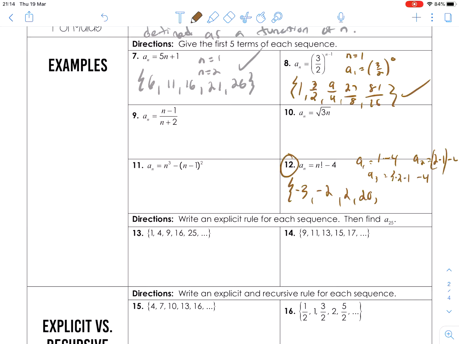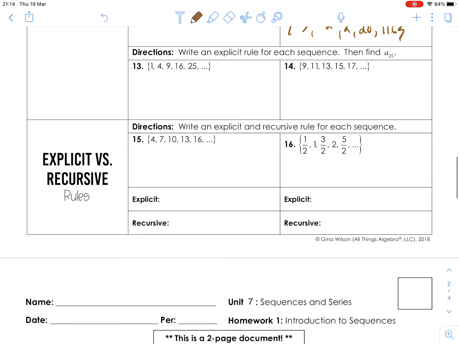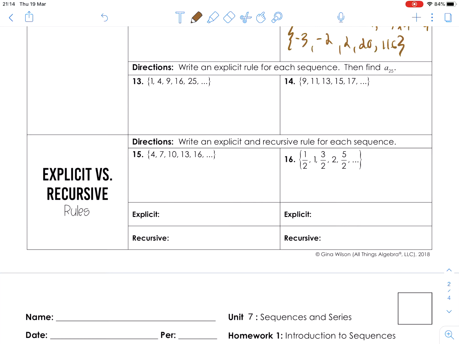And then 116. Close set, and we are done. So writing the rule for each sequence is a little bit trickier. We need to find a sub 25 after that as well. We know it is going up by 3, and then 5, and then 7, and then, ooh, what's going on here? How do we find that? That doesn't help us. See if we can know any other patterns.